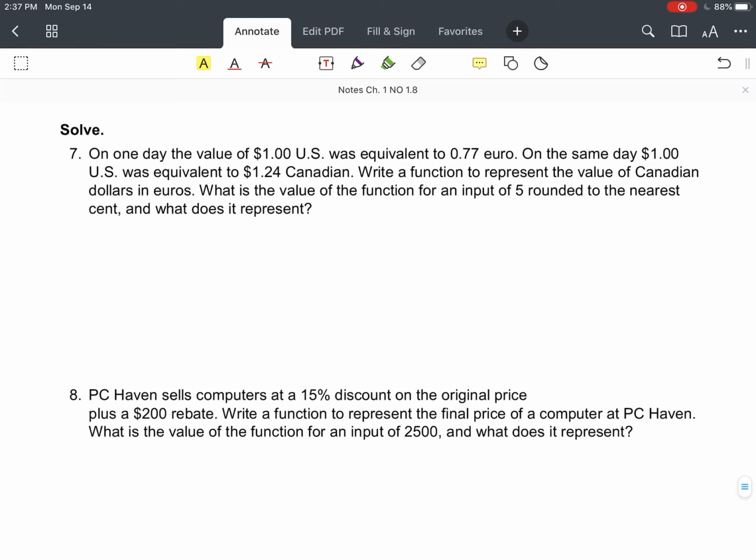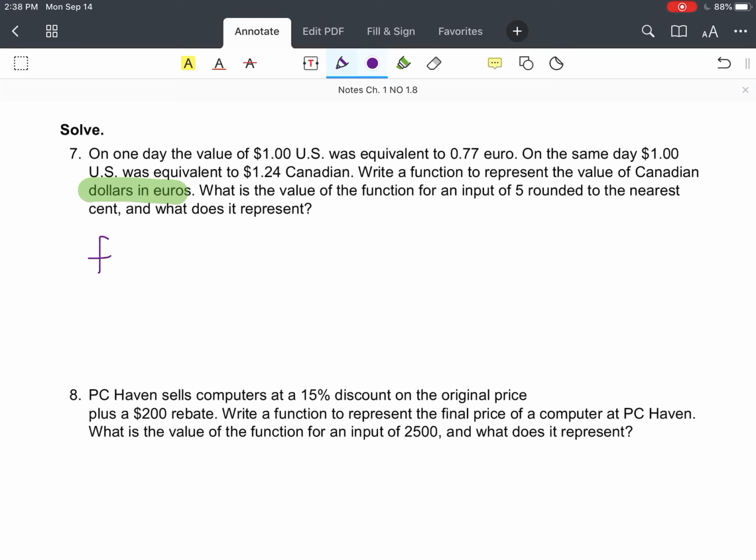Last thing are these 2 word problems. First one, on one day the value of a 1 US dollar was equivalent to 0.77 euro. On the same day, $1 US was equivalent to $1.24 Canadian. Write a function to represent the value of the Canadian dollar in euros. So we want to make a function where our input is Canadian dollars and my output is euros. Okay, what is the function if we put in 5? So again, we want our input to be Canadian, our output to be euros.